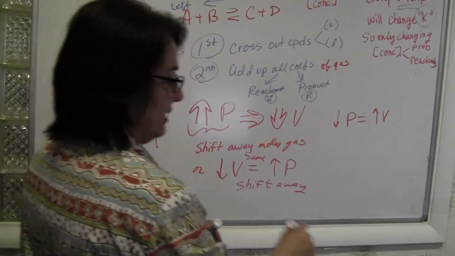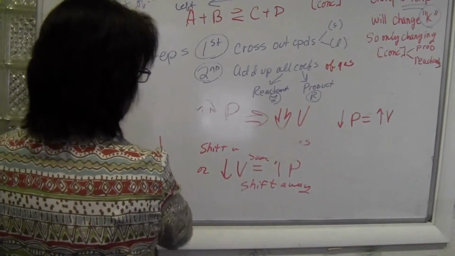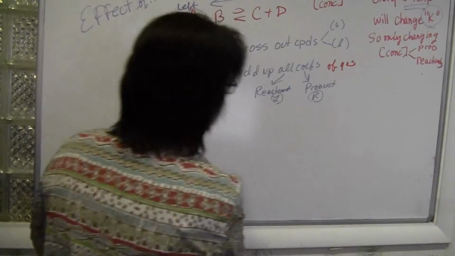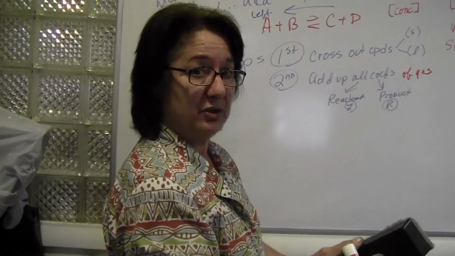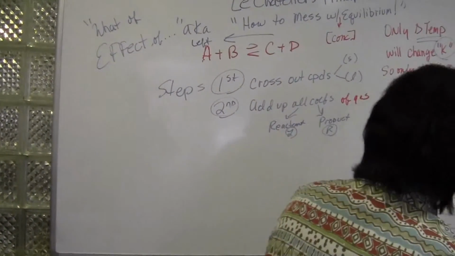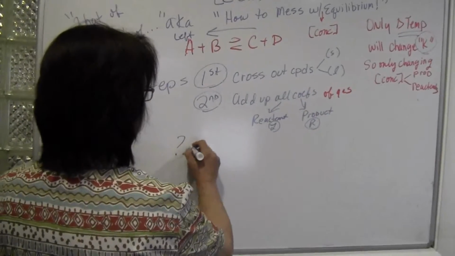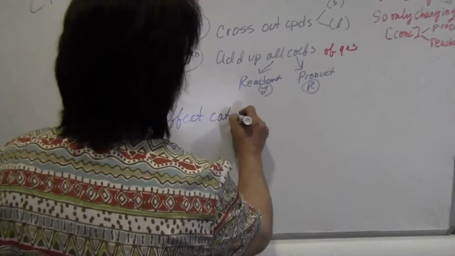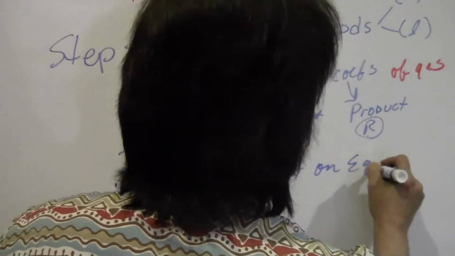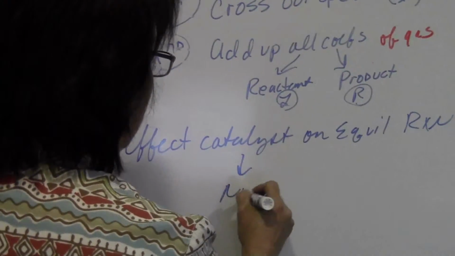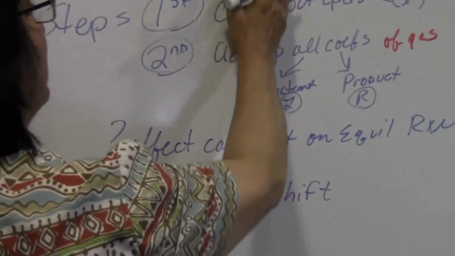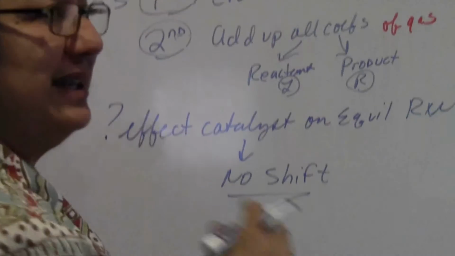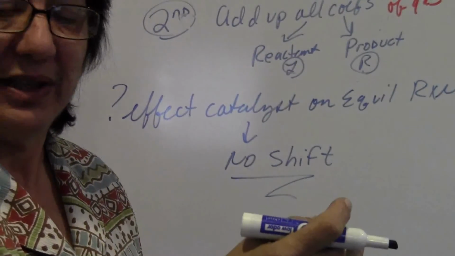One other thing. So we've done adding and subtracting compounds. We've done adding and subtracting heat. We've done, what else did we do? Increasing the pressure or decreasing the volume. The one other thing you should know is that if they say, what is the effect of adding a catalyst on an equilibrium reaction? Catalysts only speed it up. Catalysts do not cause a shift in equilibrium. So you're not going to have more product at equilibrium or more reactant at equilibrium. It's going to stay just the way it is, same amount that's indicated by the K.